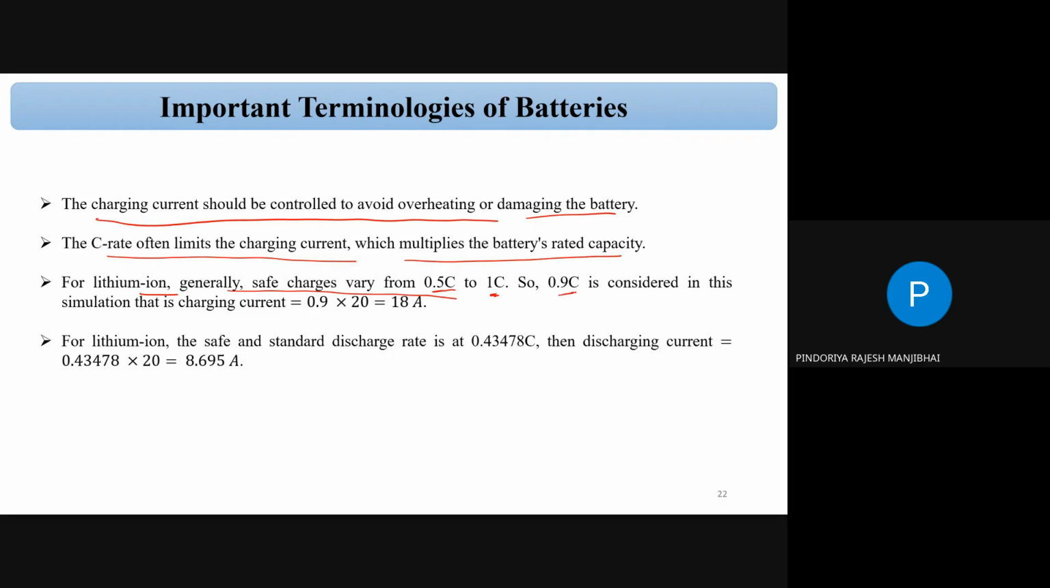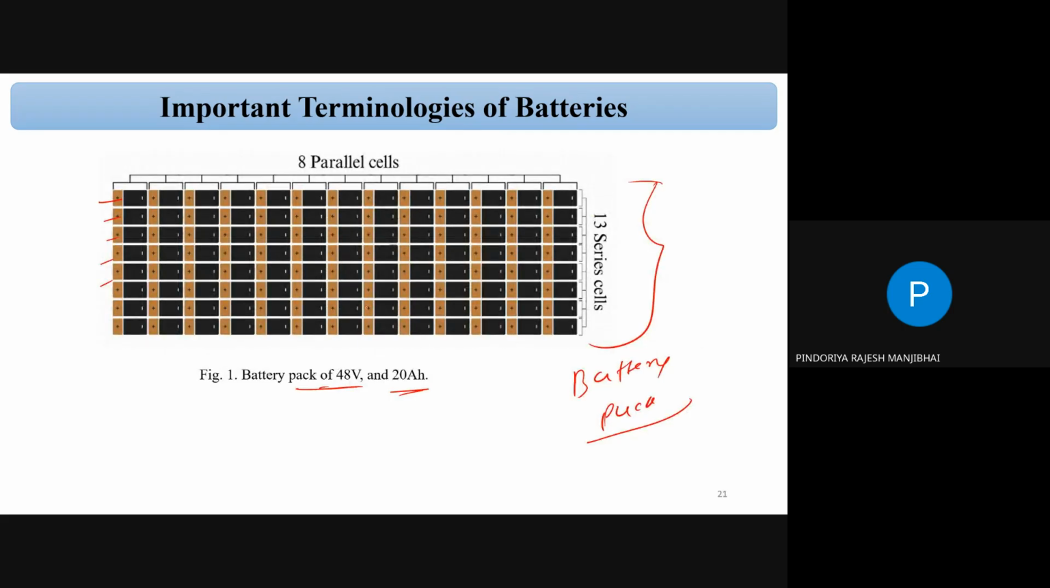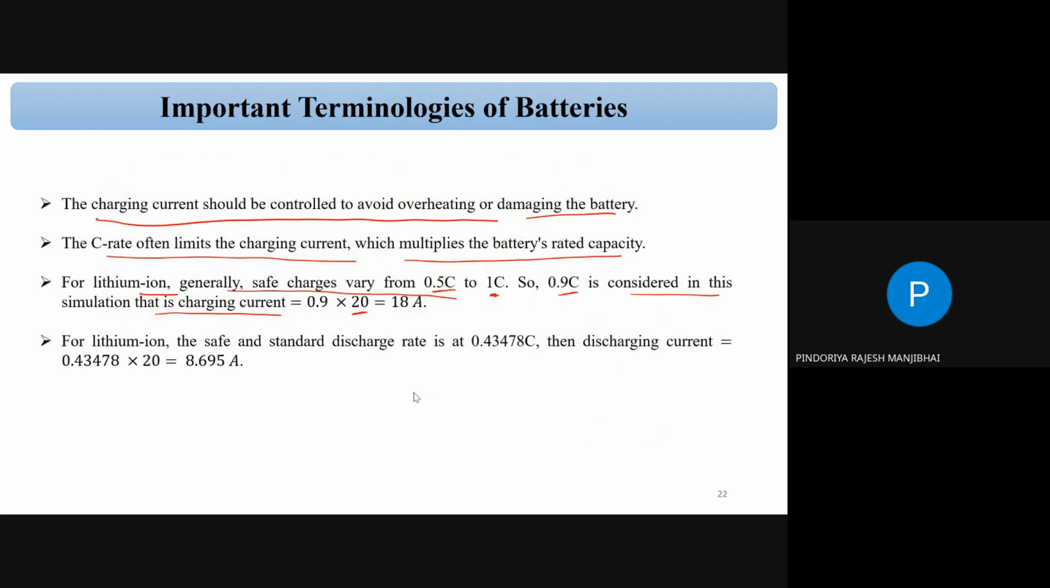So 0.9 C is considered in this simulation as the charging current. Suppose there is a 20 ampere-hour battery capacity. In the previous slide we saw there is a 20 ampere-hour capacity, and the charging rate is 0.9 C. Suppose the battery manufacturer decided on 0.9 C. It means we have to charge the battery at 18 amperes.